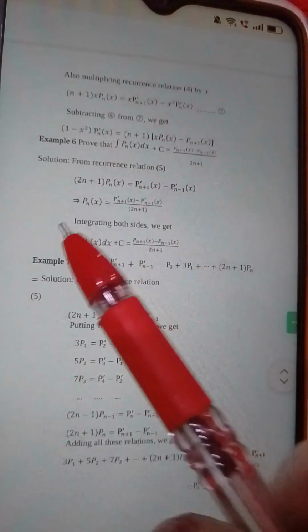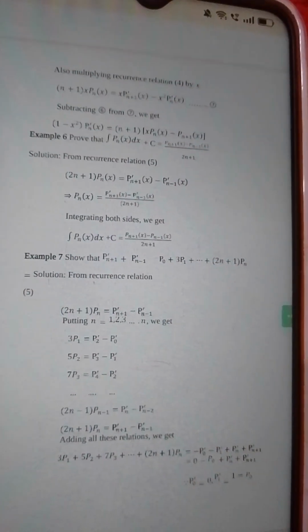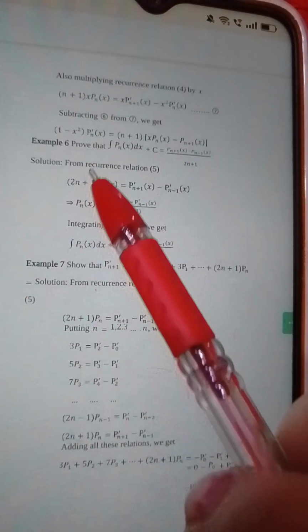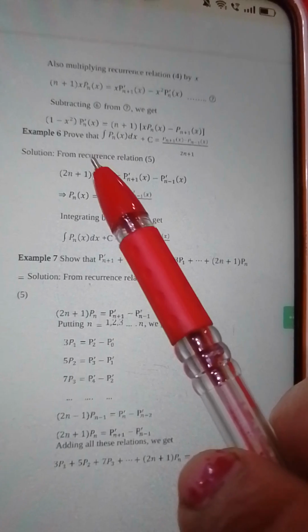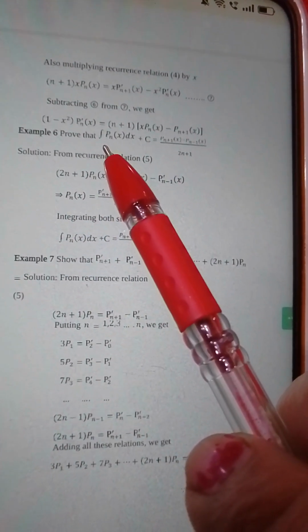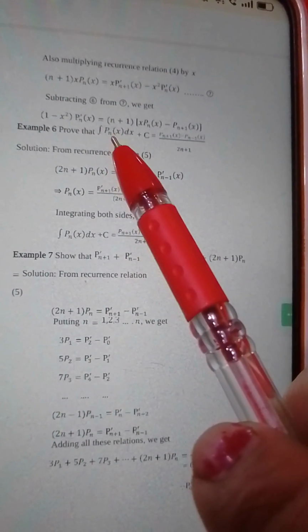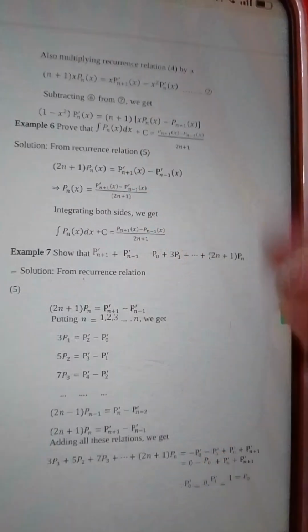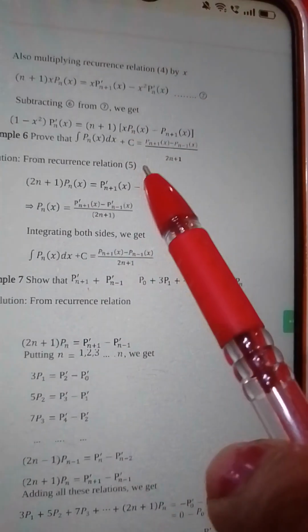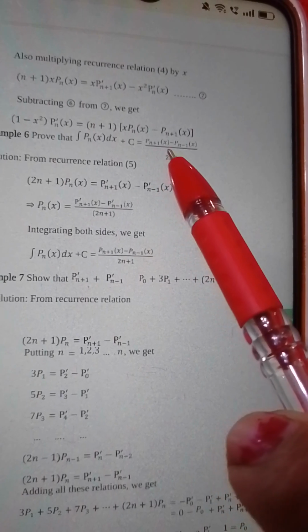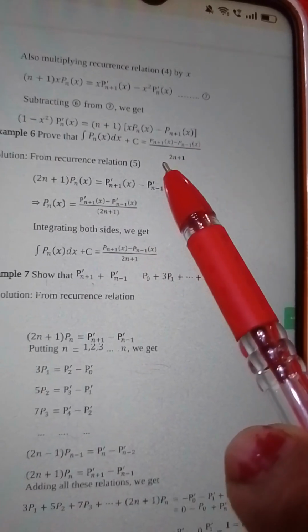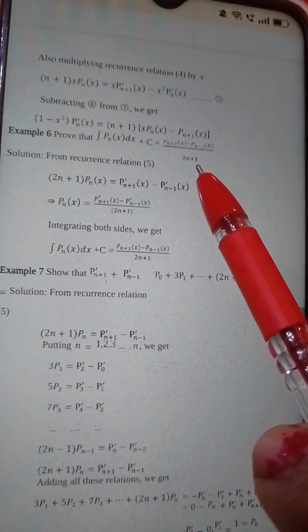Now only one example, last example, then we will close. Prove that, this is very simple. Prove that integration p n x dx plus c equals p n plus 1 x minus p n minus 1 x upon 2n plus 1.